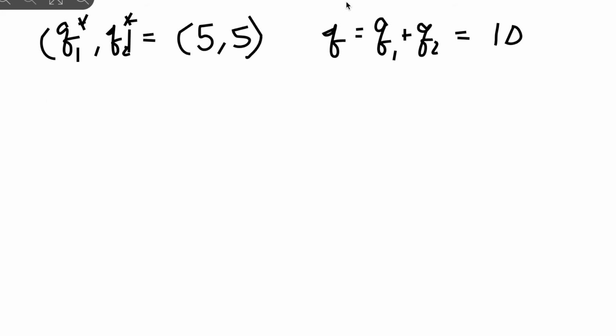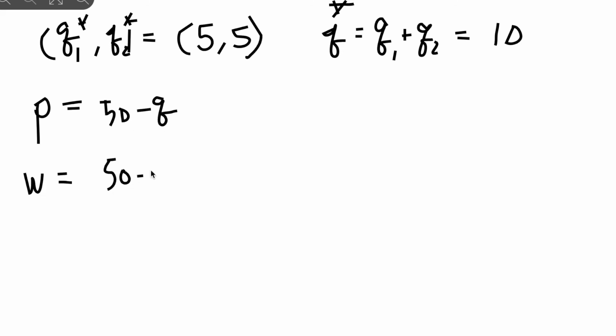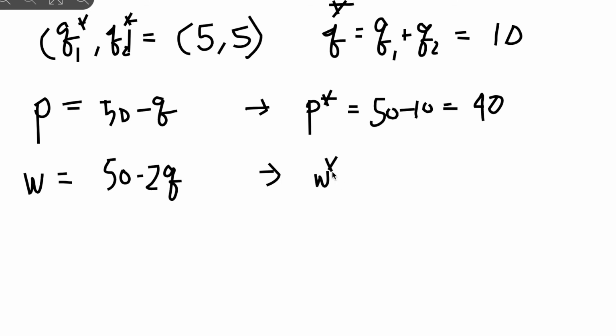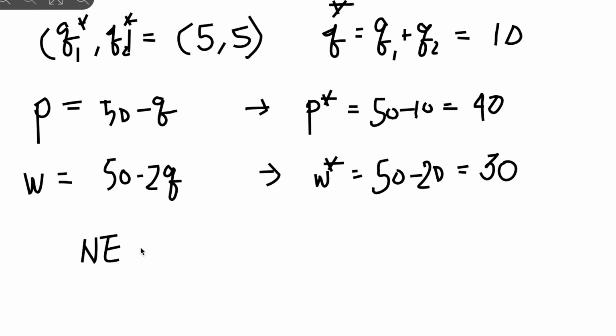Then what we can do is to find the P and W, right? We know that P was 50 minus Q, and W equals 50 minus 2Q. So plugging this Q star in, we can get P star equals 50 minus 10, 40, and W star equals 50 minus 20 equals 30, right? So the equilibrium price, the Nash equilibrium for the price, is what we're looking for.